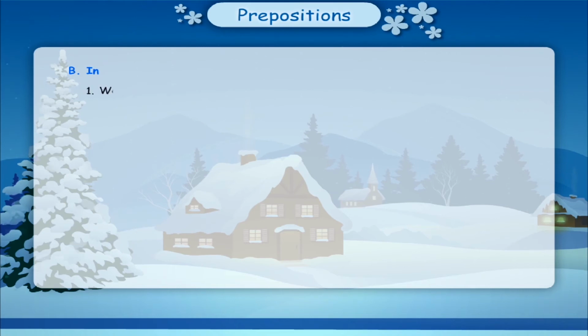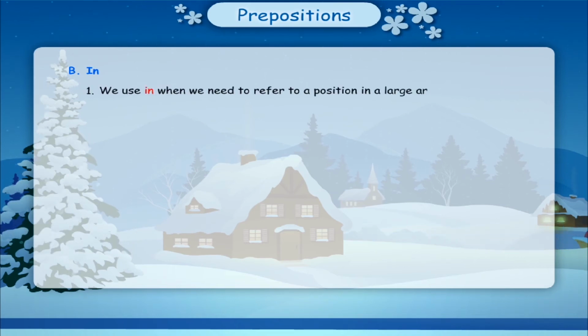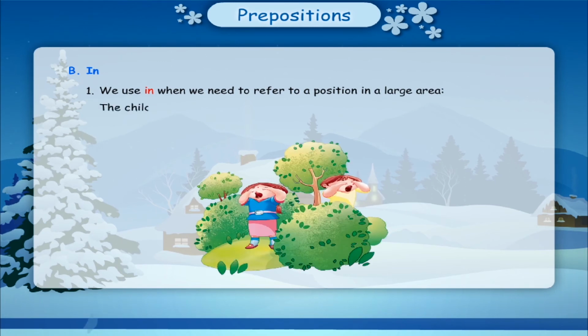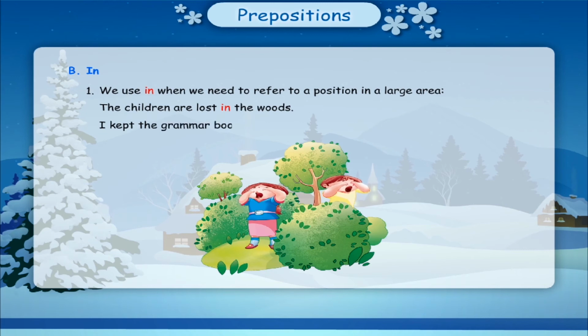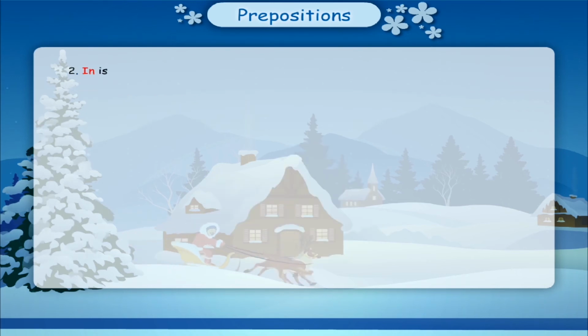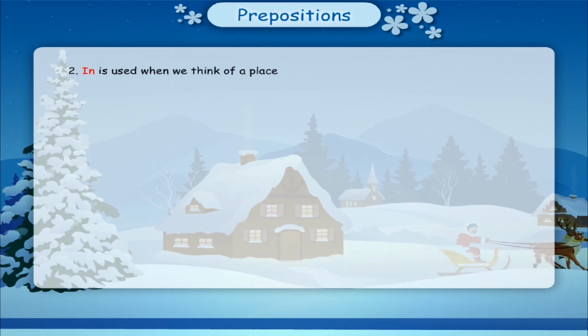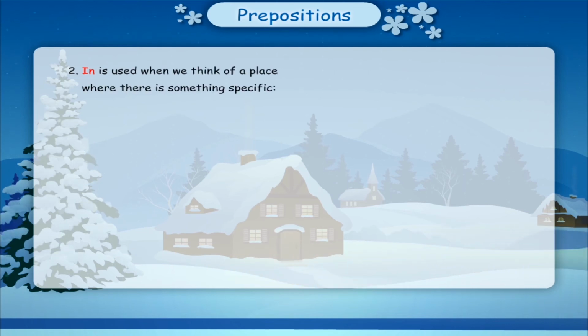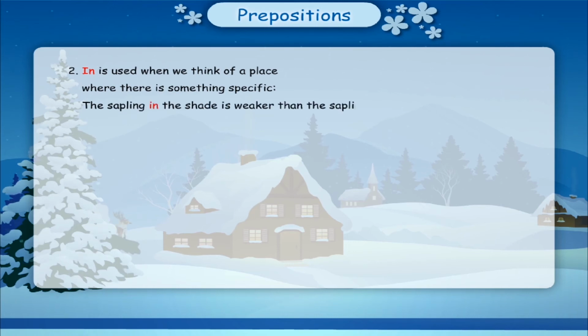In. We use in when we need to refer to a position in a large area. The children are lost in the woods. I kept the grammar book in the shelf. Who has taken it? In is used when we think of a place where there is something specific. The sapling in the shade is weaker than the sapling in the sun.